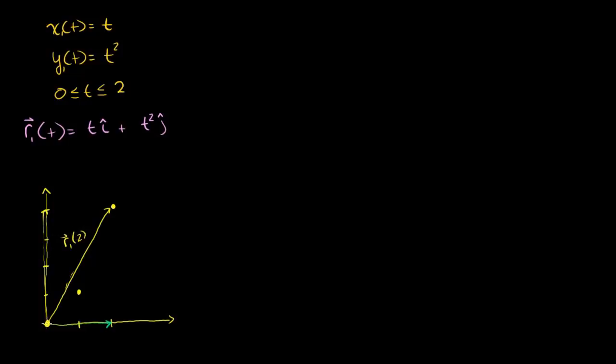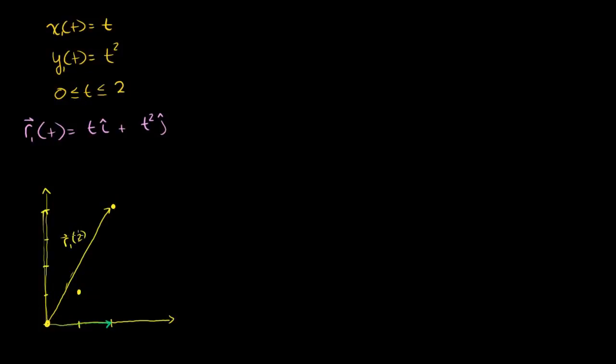This is r1 of 0. This is r1 of 1. But the bottom line is the path looks like this. It's a parabola. So the path will look like that. Now, that's my first parameterization of it.